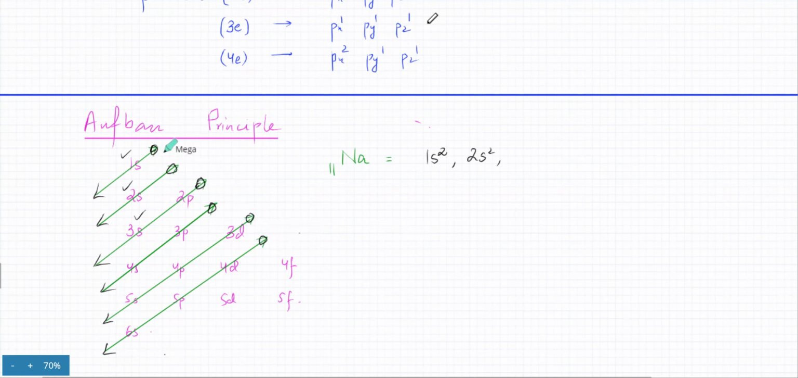Okay, so it's going to be 1s, 2s. Then it's not going to be 3s. It's actually follow the arrow. It's going to be 2p and then 3s. So the 2p subshell would have a maximum of 6 electrons, and then that's a total of 10. Then you're going to have the 3s, which is going to have a maximum of 1 electron.